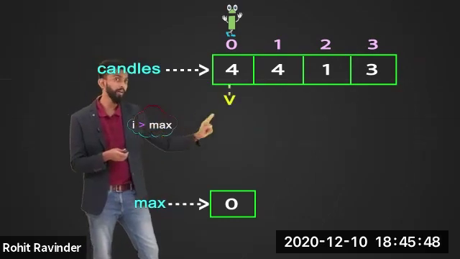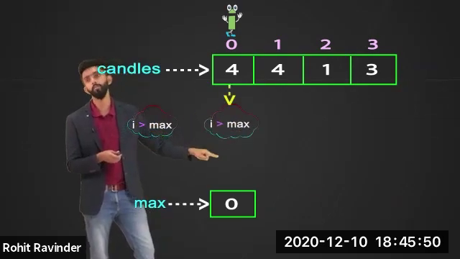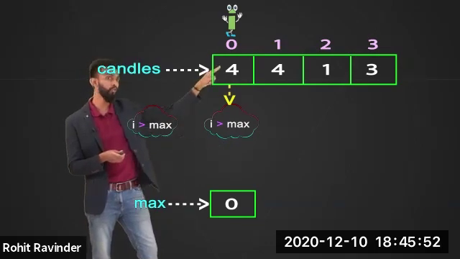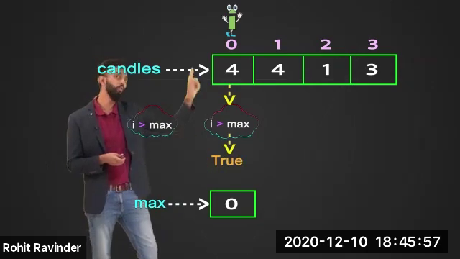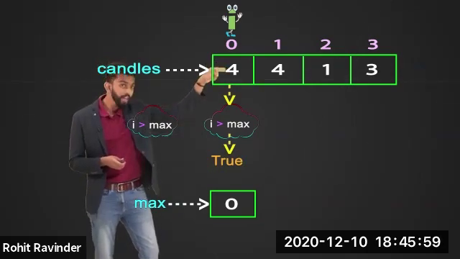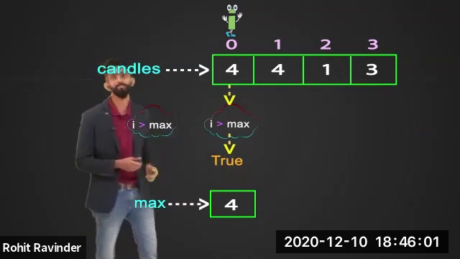I will apply it on the first element. If I apply it on the first element, you know what is the answer? Is 4 greater than 0? Yes. Yes means true. If it is true, then whatever is the value of I, that is what I'm going to update as max. Any confusion?